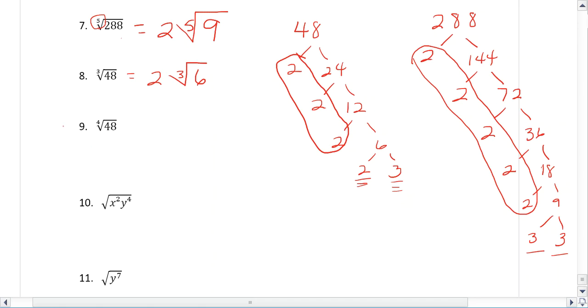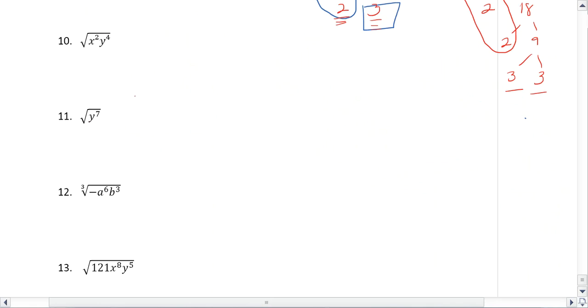This is nice. I can use the factor tree for the 48, but I realize I'm not doing the third root this time. We have a fourth root. So do we have a group of 4 over here? Yes, we do. I'm going to circle these 4 2s because that is a perfect fourth. So that 2 comes and lives out in front, and underneath the fourth root, we still have our 3. So the fourth root of 48 is 2 fourth root of 3.